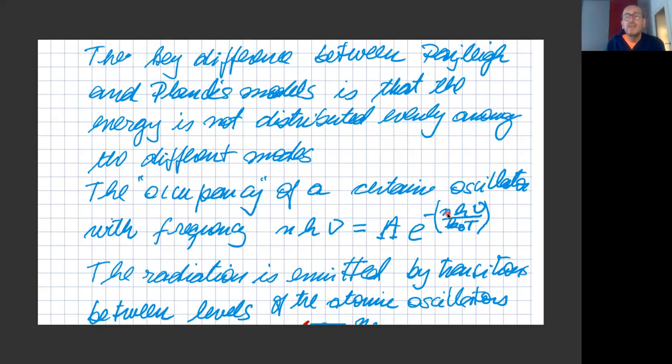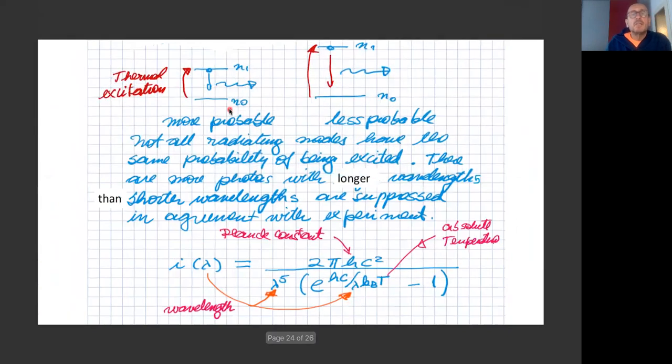So the model proposed by Rayleigh of evenly distributing the energy about all the modes of the system is not valid, okay? Because the occupation number, if the energy is discrete, is very limited, okay? So the radiation is emitted by transition between levels of the atomic oscillators. That's what it is, okay?